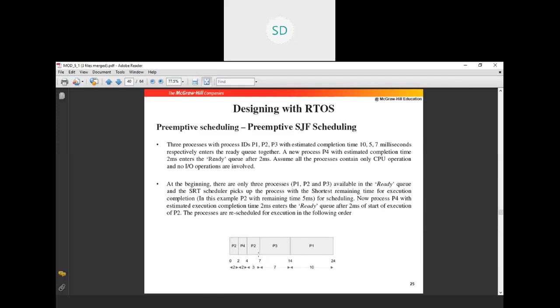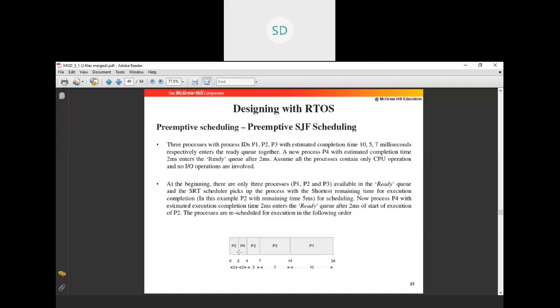Can you look at this timeline? You can observe here at 0, that is the initial state, process 2 will start the execution. Now it is given that a new process, P4, with an estimated completion time, that is execution time, of 2 milliseconds, enters the ready queue after 2 milliseconds. So one more process, P4, will enter the ready queue now, which has an execution time of 2 milliseconds.